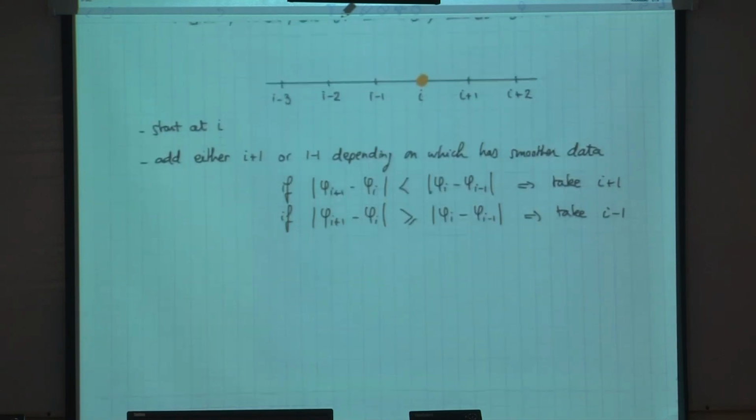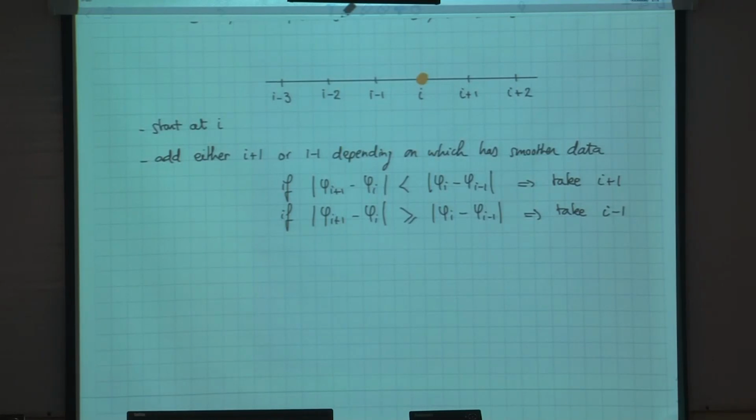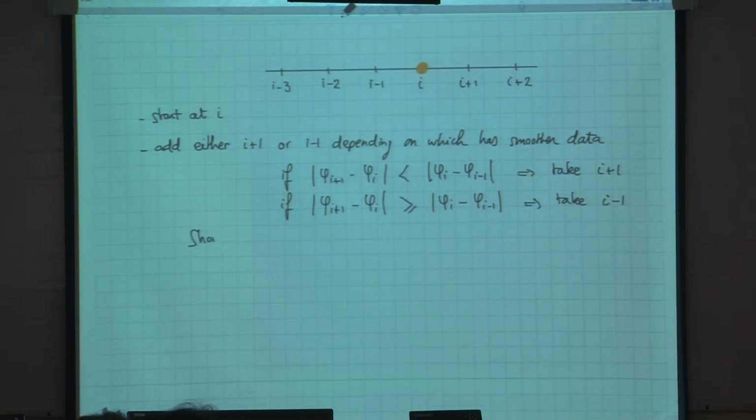It's easy to do. Things are going to become rapidly more complicated, so we'll simplify things a bit by introducing a shorthand notation. We'll introduce a delta plus. That's going to be a difference between a pair of points. If I'm interested in delta plus at I, it's going to be the difference between phi I plus 1 and phi I. And the same way, delta minus at I is going to be the difference between phi I and phi I minus 1.